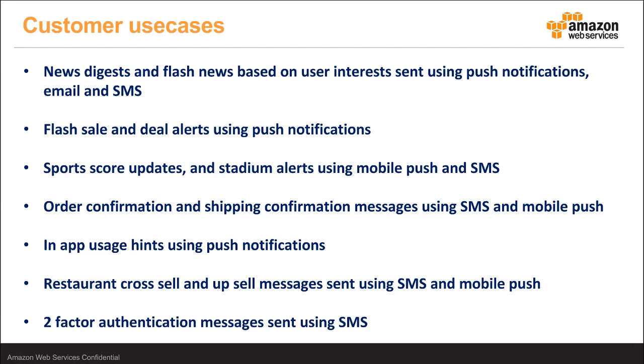A good example here is SMS. We see a trend of SMS being used more and more for those menu of the day or deal of the day alerts that customers get in the morning. On the sports apps, you have sports score updates and stadium alerts, which could be linked to your geolocation using mobile push and SMS. You have order confirmation.